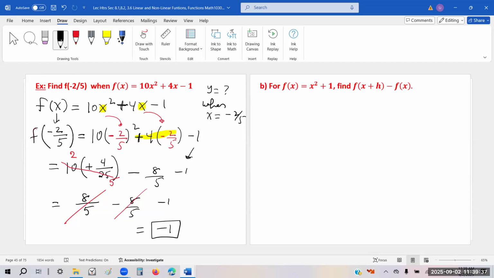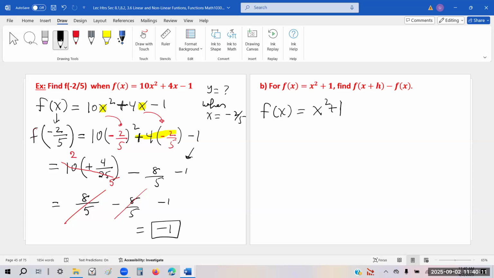Now we are going to do the same thing, but this time we're going to do something a little bit different. I'm giving you a function f of x, and this f of x is x squared plus 1. So we have a parabola, shifted 1 unit up. Now they're saying, take your parabola and find f of x plus h, and subtract your function from there.